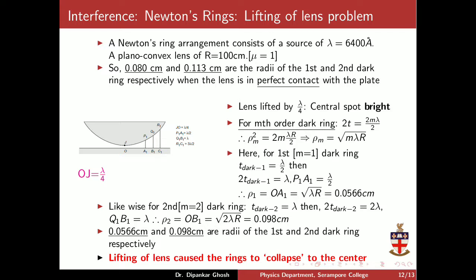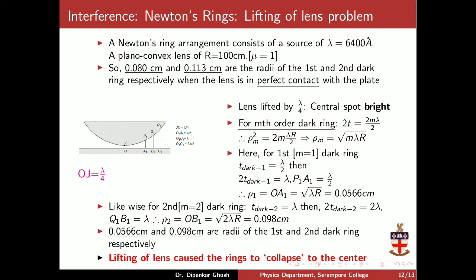and the dark rings one by one are closing towards the central spot. That is why lifting of the lens causes the rings to collapse to the center. So that ends today's lecture. We have basically discussed interference by division of amplitude. We started with a rather general case when the light used was a point source.